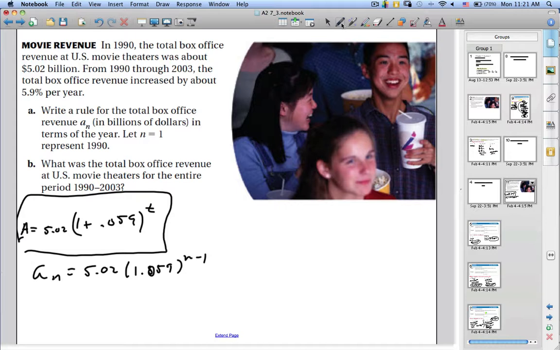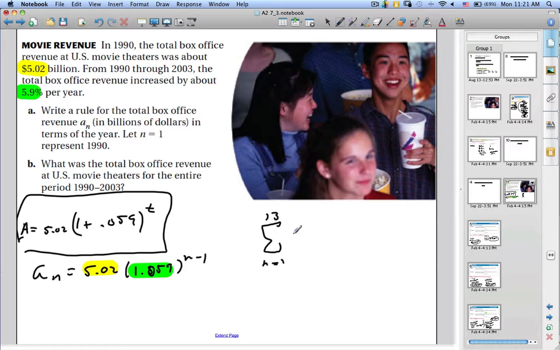So remember the things I'm looking for: a sub 1, and how to find the common ratio. So this is the common ratio, and that's a sub 1. Okay, now they want to know what the box office revenue was for the entire period. So that means I need to add it up, right? So I'm going to write this now in summation notation so that you can think about it. I'm going to start with n is equal to 1, and we're going to go to 2003, so that's 13 years.